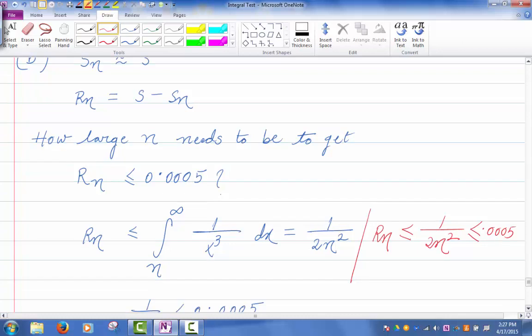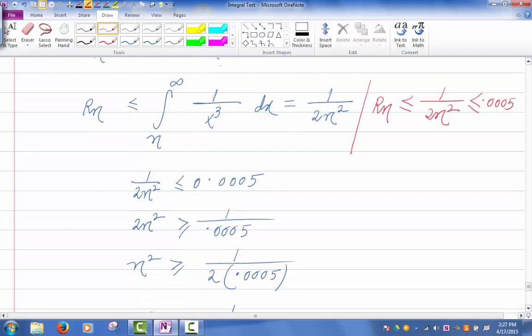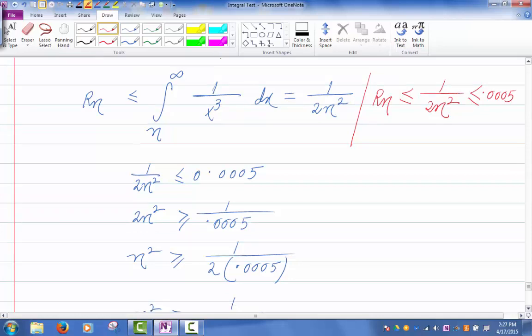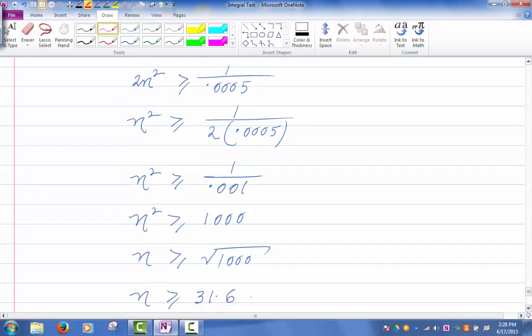So that means I want to know how big n needs to be so that 1 over 2n squared is less than 0.0005. And I can solve for n. I see that 2n squared would have to be bigger than 1 over 0.0005, and then n squared would be greater than 1 over 2 times 0.0005. Then n squared would be bigger than 1 over 0.001, which is the same as 1,000. And if n squared is bigger than 1,000, then n has to be bigger than the square root of 1,000. And then n has to be bigger than 31.6.